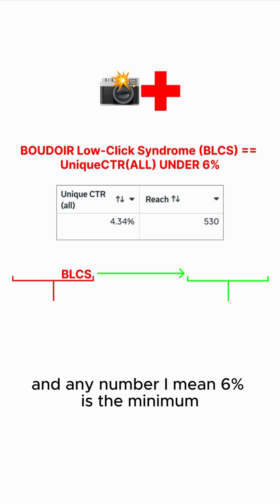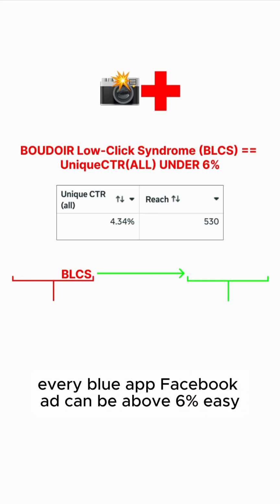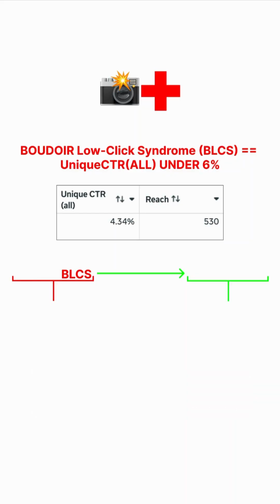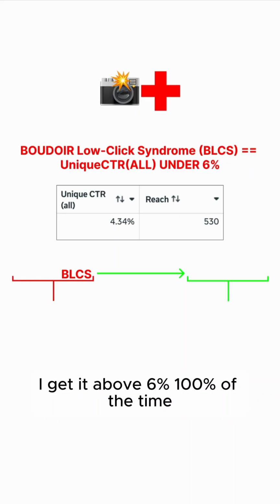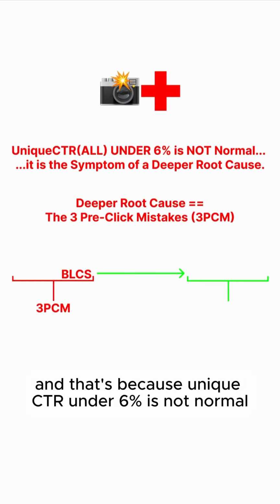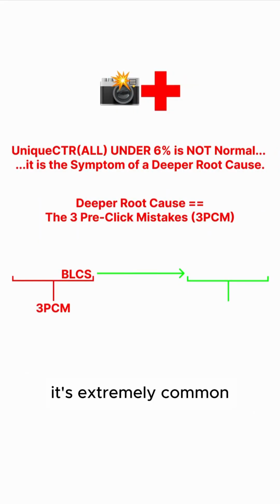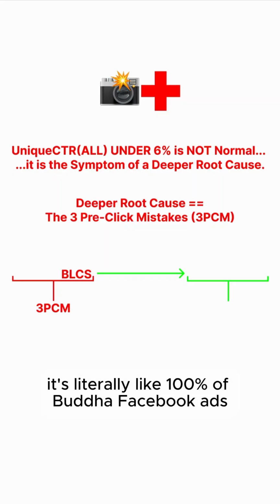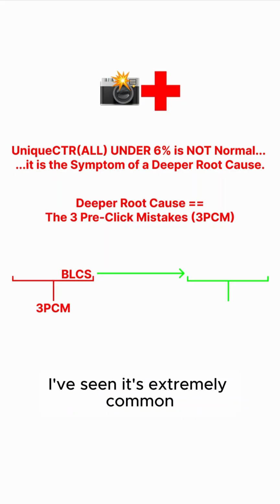And 6% is the minimum. Every Boudoir Facebook ad can be above 6% easy. Even if I put in no effort, I get it above 6%, 100% of the time. So below 6%, we've got issues, and that's because unique CTR under 6% is not normal. It's extremely common. It's literally 100% of Boudoir Facebook ads I've seen, but it's not normal.